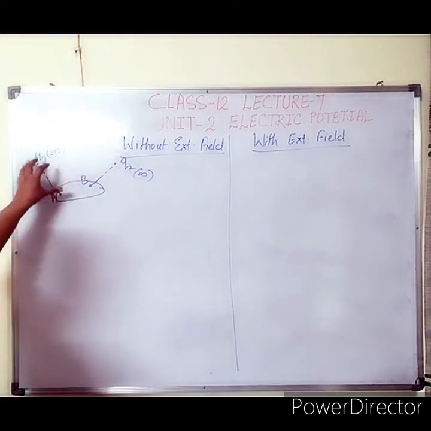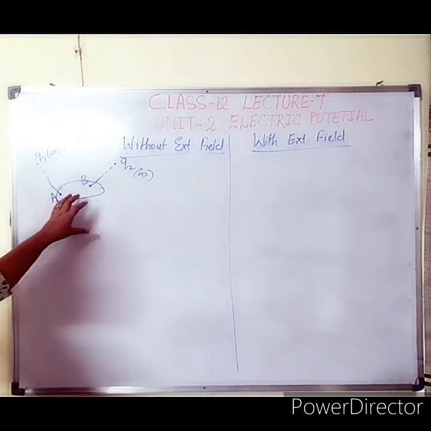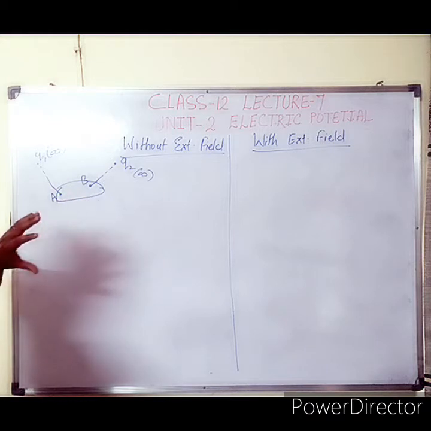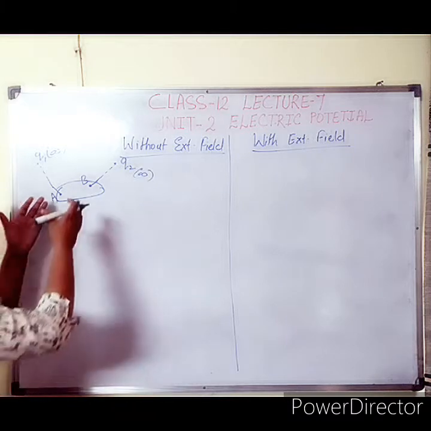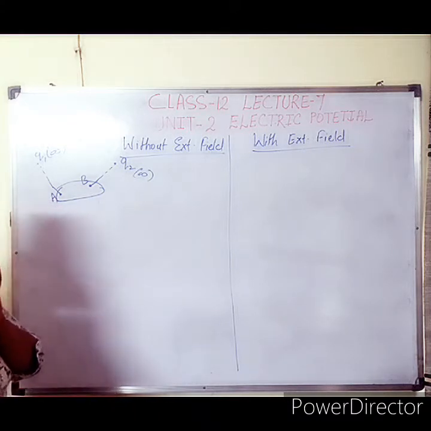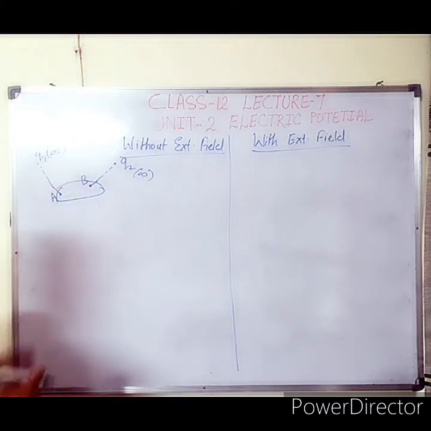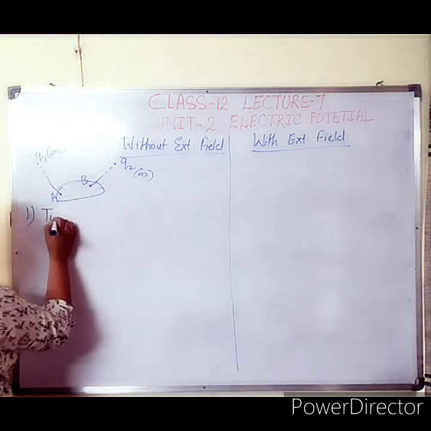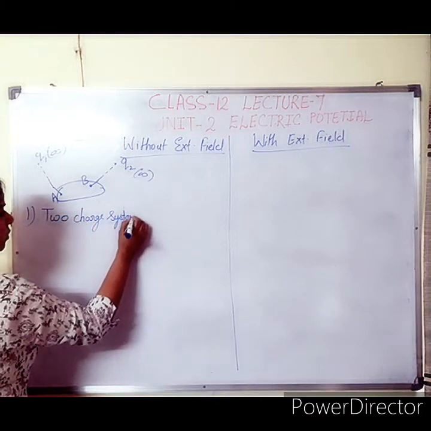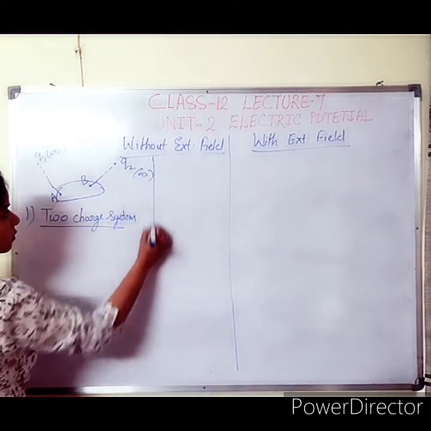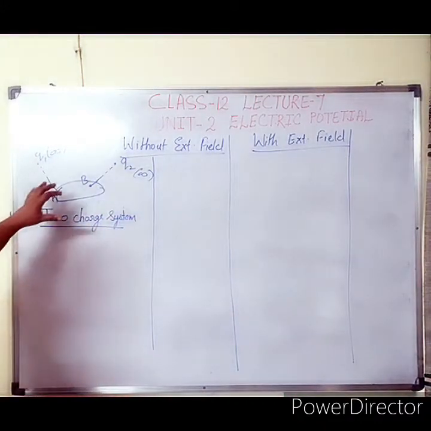But when they come closer to form a system, then they know each other and they bother about each other, and they apply force to each other. There is an electrostatic force between each other. They will either attract each other or repel each other, but they will be in the system. So first case I am taking the 2 charge system.